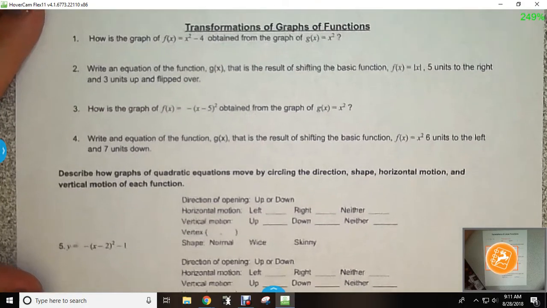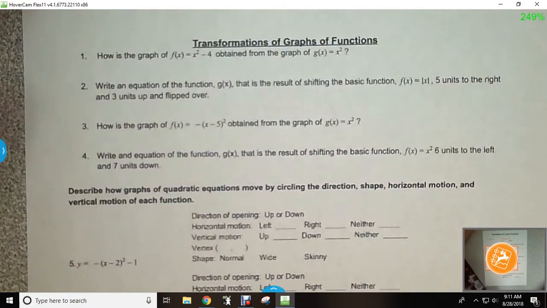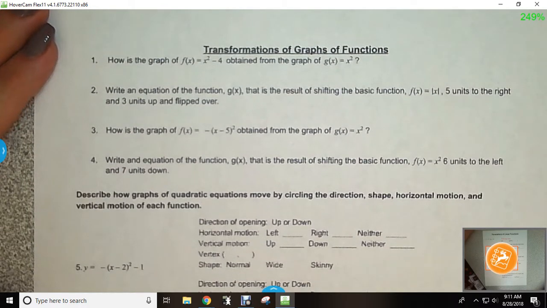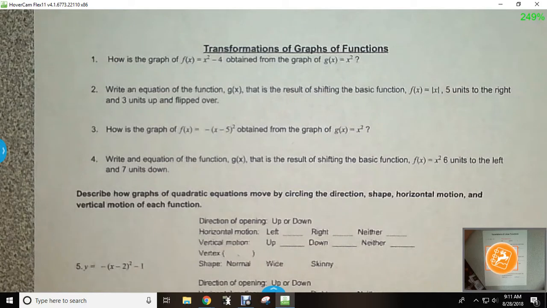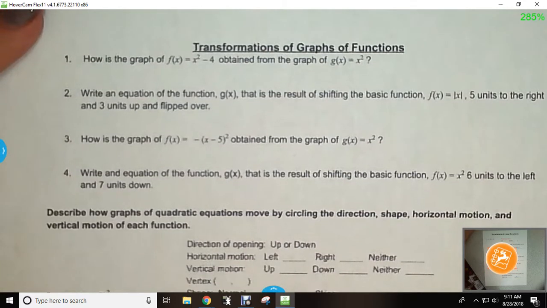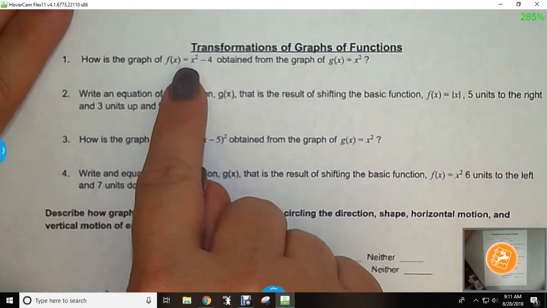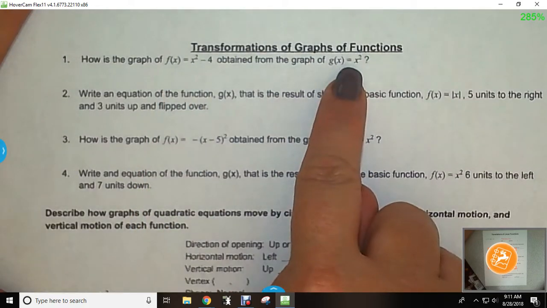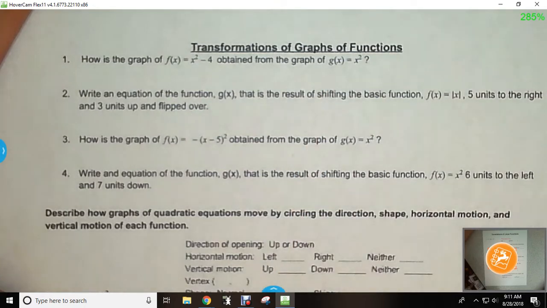All right, so here is our practice worksheet on the transformations of graphs of functions. In the first half of this, we're just going to be either describing a translation or writing the equation for a function when we are given the translation. So for problem number 1, they want to know how f of x equals x squared minus 4 is obtained from the graph of g of x equals x squared.